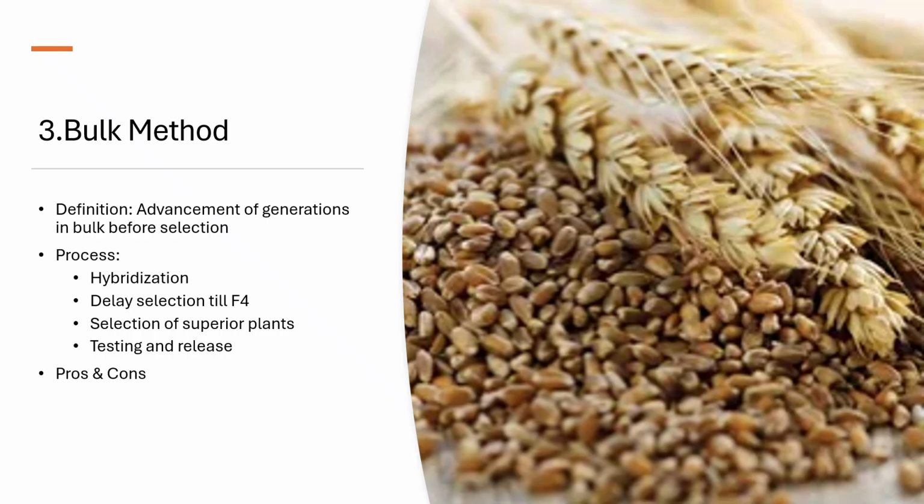Bulk method. In the bulk method, generations from a cross-population are advanced in bulk with little or no selection until later generations, usually F4 or F5, for natural selection. Pros: simple, low-cost, natural selection operates. Cons: slow progress and less effective for low heritability traits.